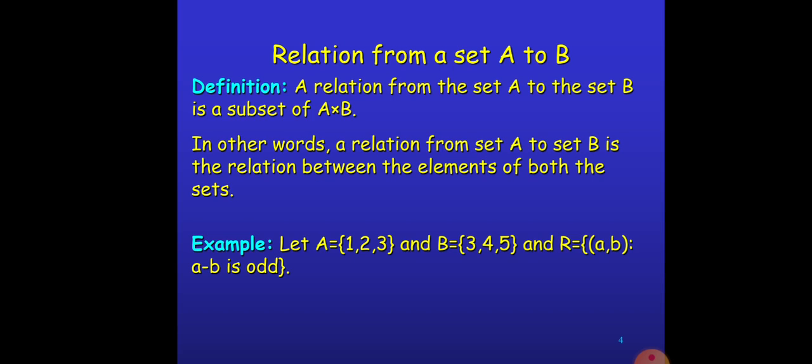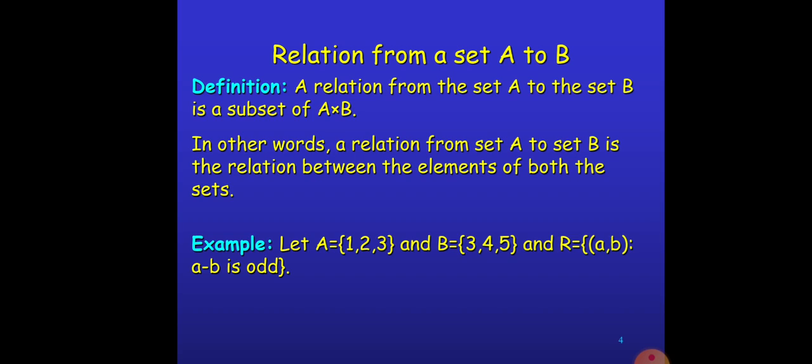1 taken with 4: 1 subtracted from 4 gives us minus 3, right? Sorry, 4 subtracted from 1 gives us minus 3, which is odd, right? So since this is odd, this will form one ordered pair, which will be our (1, 4).